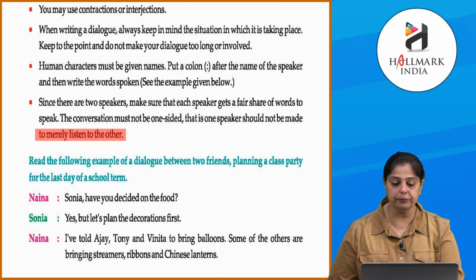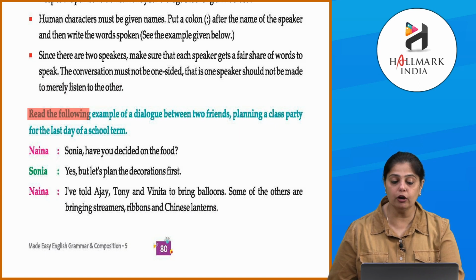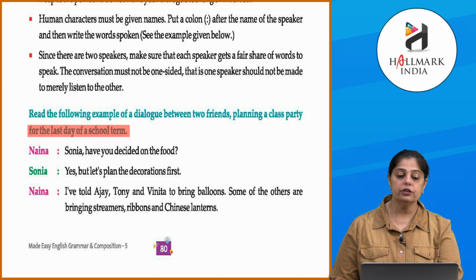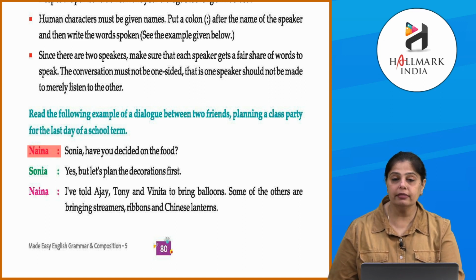Let's read this example. Read the following example of a dialogue between two friends planning a class party for the last day of a school term. Let's see how these two are planning the class party and how the dialogue is happening between them. Okay, so Naina, see how it is written. Naina, so that's the first character. After it, a colon is put, and then her dialogue starts.